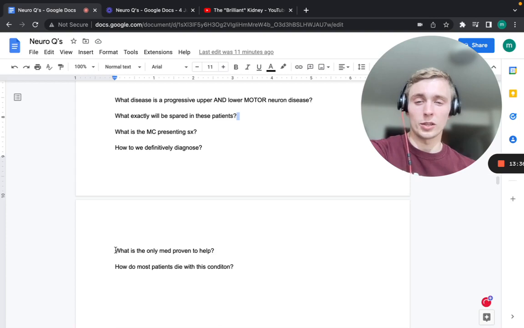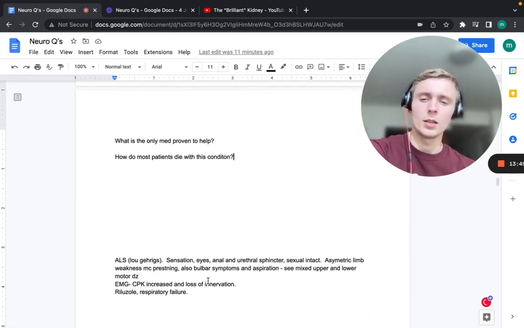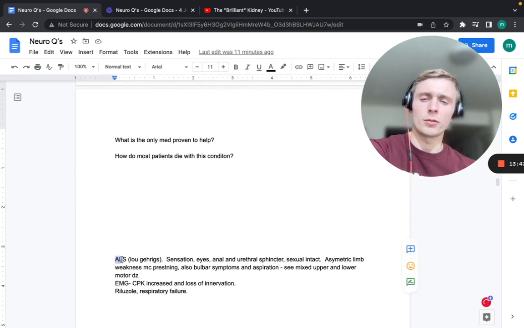And also, 2 more questions. What is the only med proven to help these patients? And how do most patients die with this condition? So what is the mechanism of their death? So that's going to be ALS, amyotrophic lateral sclerosis, and that's also called Lou Gehrig's disease.